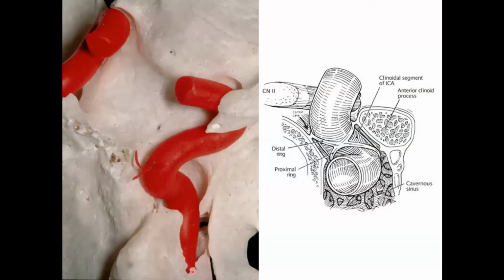So the carotid's coming in. This is where the petrolingual ligament would be right here. Actually, in some people, it's completely ossified, so it's solid bone. And as you come up, we have that first bend coming superiorly, coming up.